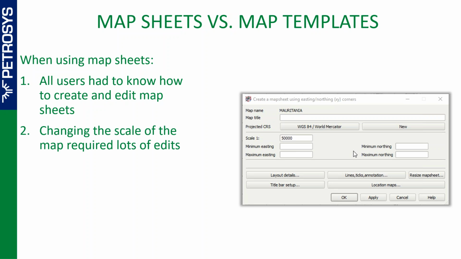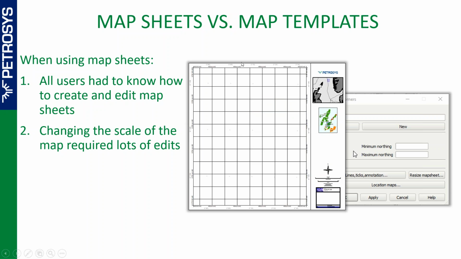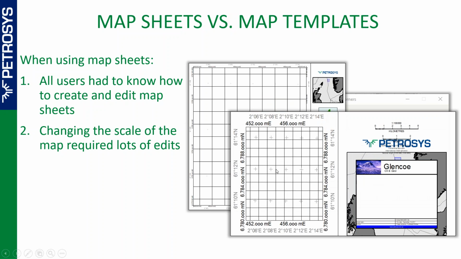Secondly, when using map sheets, when you changed the scale, you had to know how to make these edits as well. A classic example: if I had a map sheet that looked something like this, in this sort of style, and I change the scale, I might end up with something like this. That's because the coordinate labels and the images and objects around the map changed absolutely in size.